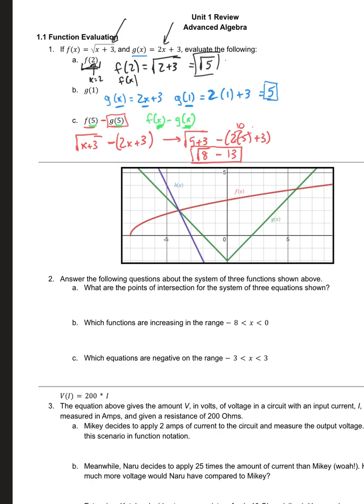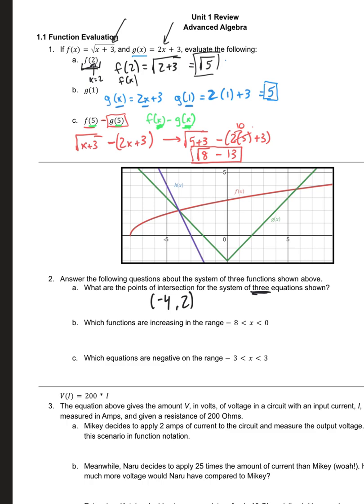Number 2. Okay, welcome back. Number 2. Okay, so what are the points of intersection for the system of the 3 equations shown? So here's a point of intersection, and here's a point of intersection. Now the thing is, there's only one point where all 3 equations are shown, and that will be at the point -4 in the x, +2 in the y. Okay, so we're physically just looking for intersection there. Where do they physically intersect or touch?